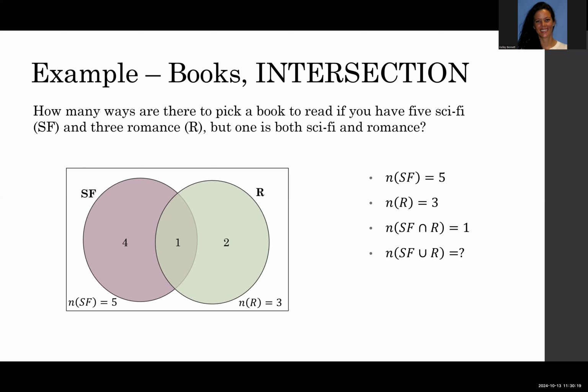So now that I have my Venn diagram labeled, I can answer the question, how many books do I have? It's 4 plus 1 plus 2. It's those 3 regions together. And so the cardinality of the union, science fiction with romance, is 4 plus 1 plus 2, giving me 7. All right, make sure that SF union R is correct.